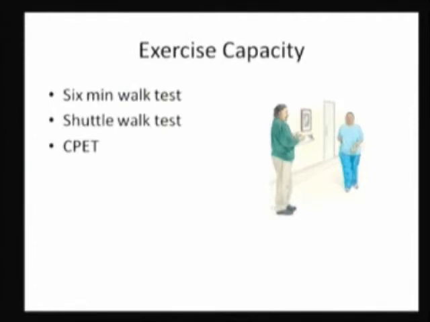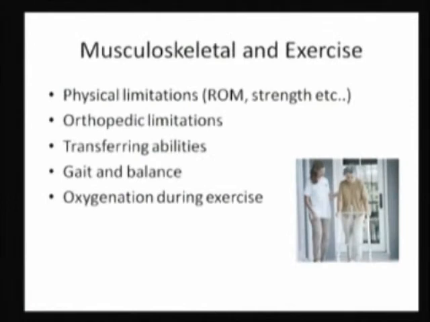We can also do a CPET, a formal cardiopulmonary exercise test, to actually measure VO2 max, the exercise capacity, and tailor the intensity of the program. All programs basically do one of those three and repeat it at the end to measure the improvement. And at the end, there should be a careful musculoskeletal assessment for exercise.